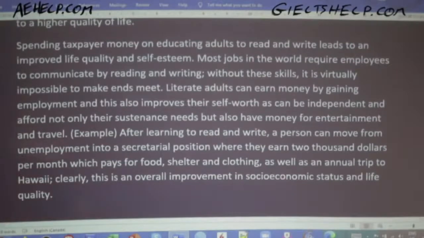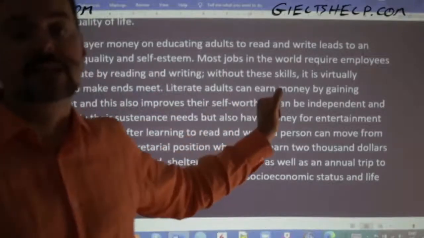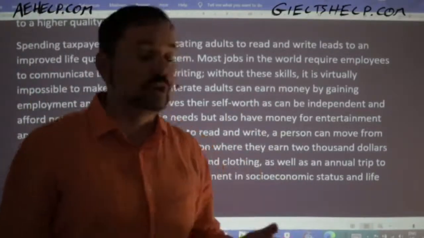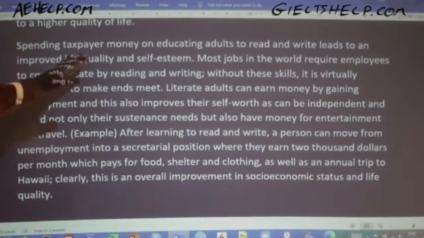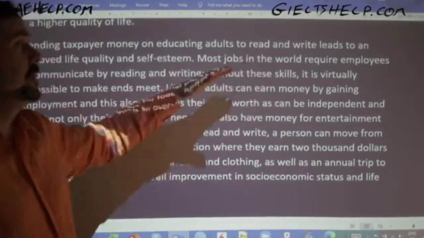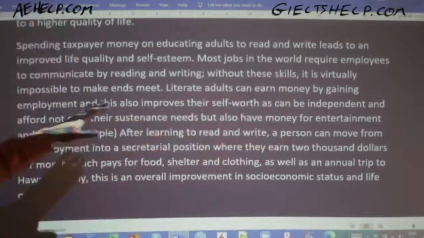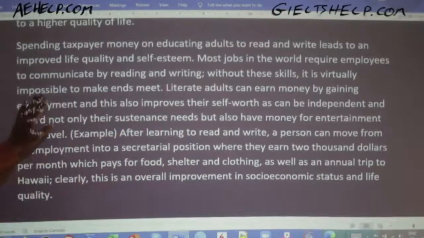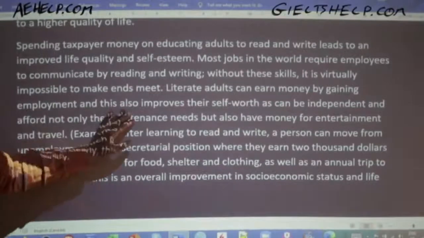Okay, so now when you're finished with a body paragraph, read the whole paragraph, make sure it makes sense, and remove any redundancies, so repetition of ideas. Remove redundancies in words, and try to paraphrase them with other words, synonyms. I'm going to read this, see if I can improve it a little bit. So spending taxpayer money on educating adults to read and write leads to an improved life quality and self-esteem. Most jobs in the world require employees to communicate by reading and writing. Without these skills, it is virtually impossible to make ends meet.